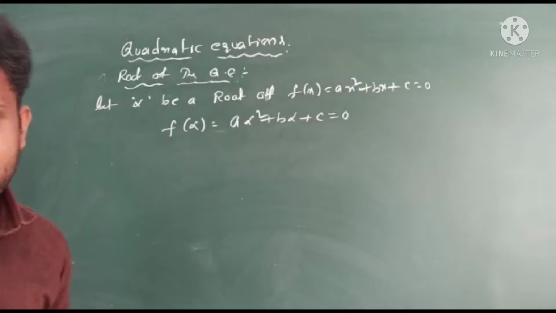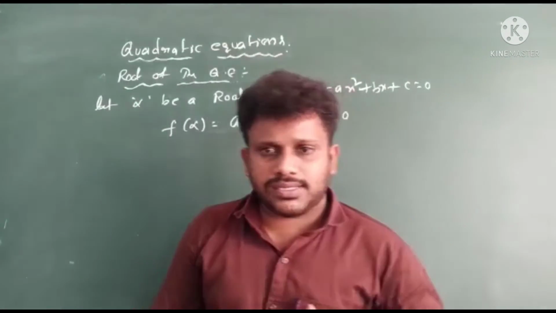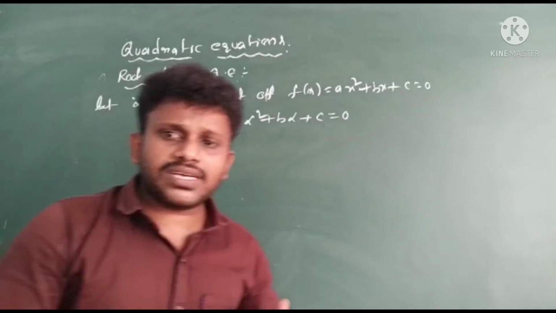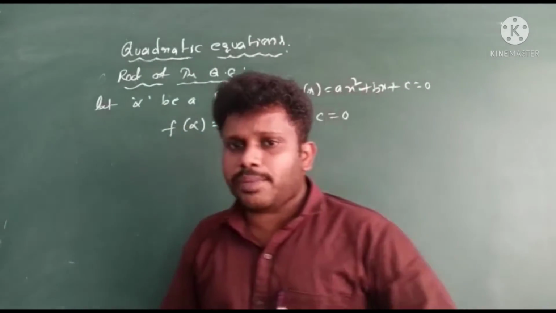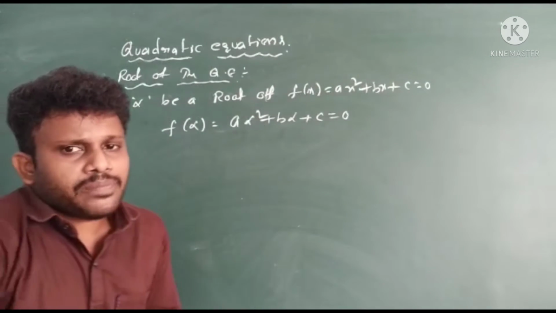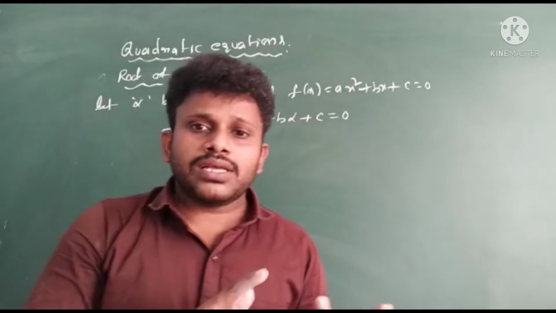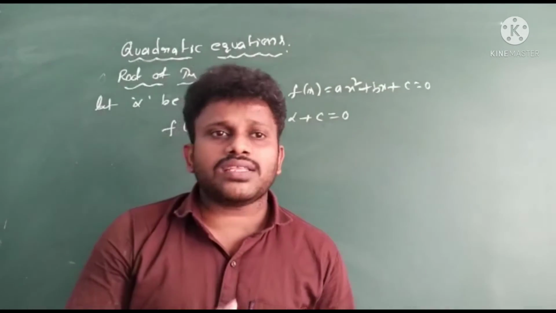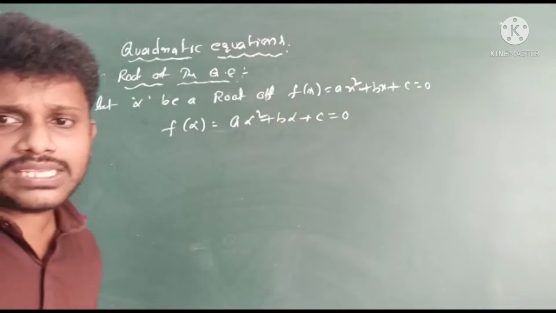Now after this, finding the roots of the quadratic equation. To find the roots of the quadratic equation, we have a total of 3 methods. The first method is factorization method, the second method is completing square method, and the third one is formula method. By using these 3 methods, we are going to find the roots of the quadratic equation. Now I will discuss them one by one.